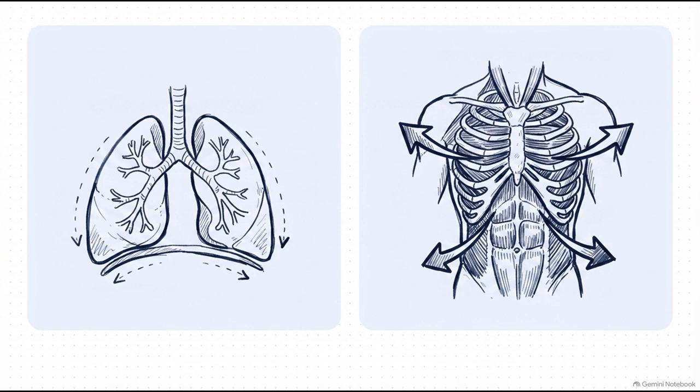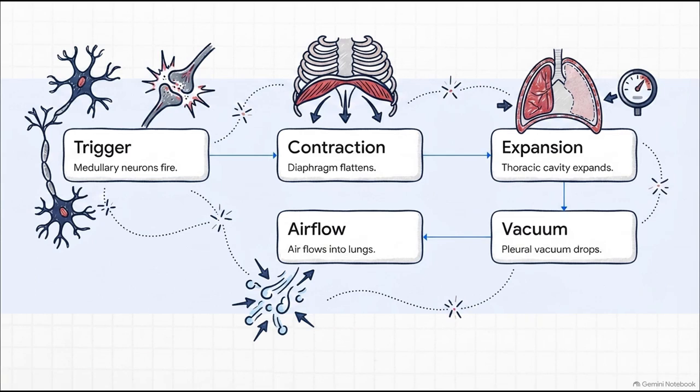Forced respiration, on the other hand, recruits a whole new team. It requires active muscle contraction from your internal intercostals and abdominal muscles to forcefully compress the chest and physically push that air out. Let's follow this biophysical cascade step by step for an active inspiration.